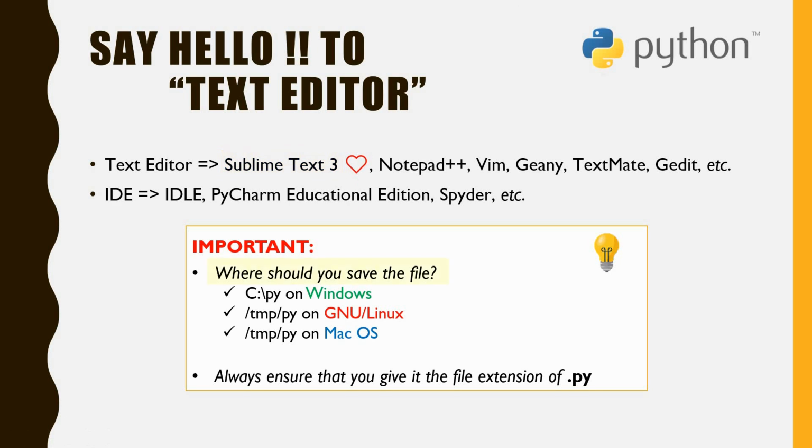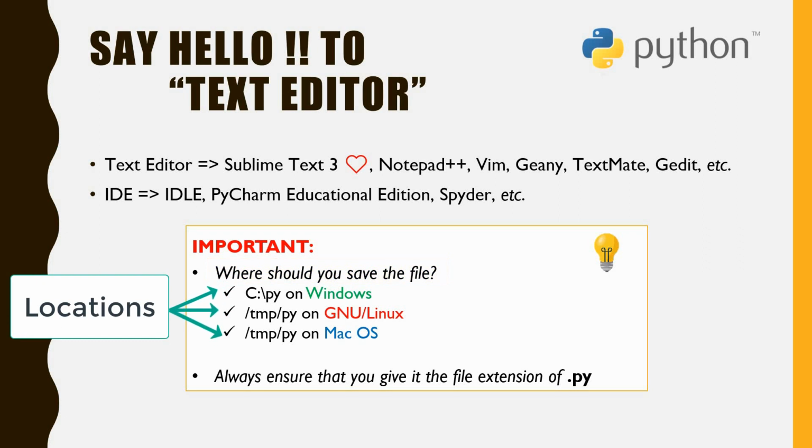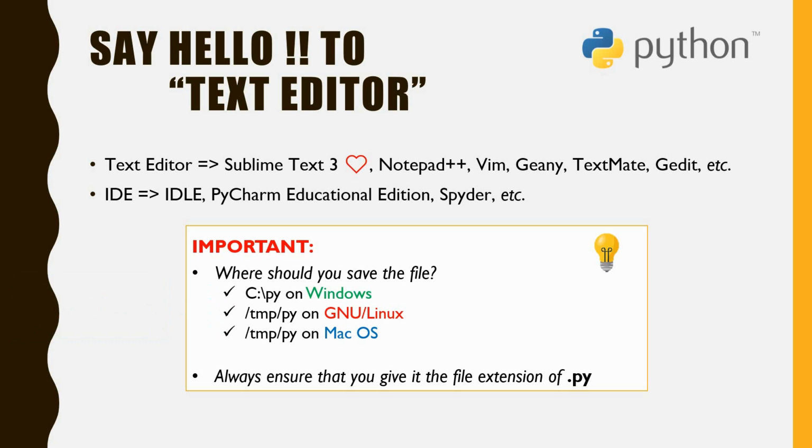Now, you might be wondering where to save the Python code. Once you make a Python code with a text editor, you can store it in either of these three places. Apart from these three places, you can store it on your desktop in case of Windows. You can store it in your home folder in case of GNU Linux and Mac OS. To be honest, you can store it anywhere, but I prefer to store it under the C drive in case of Windows. Also, always ensure that your file extension is .py for the Python code.